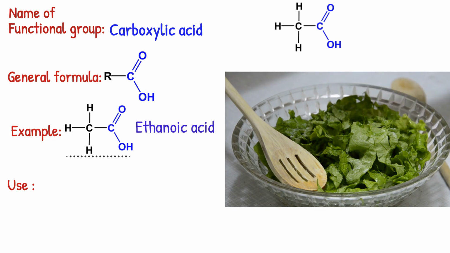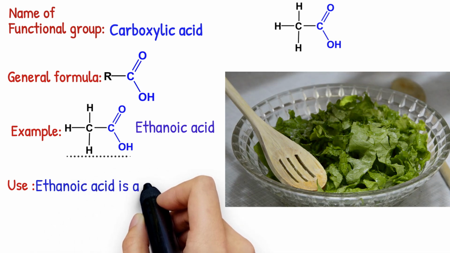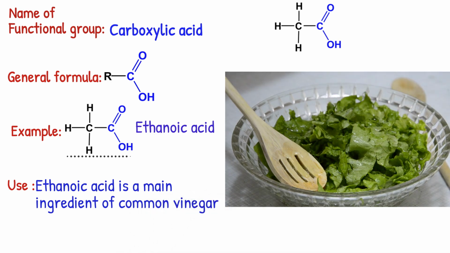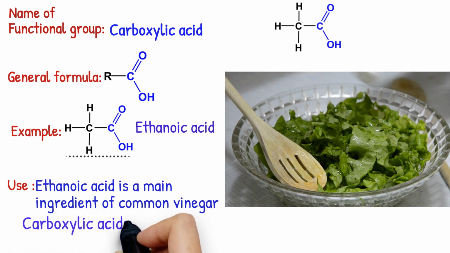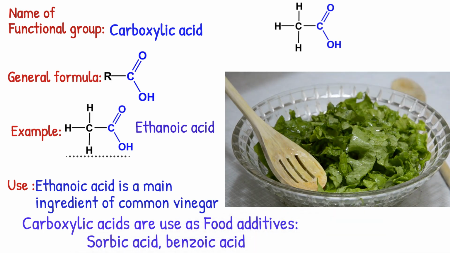The uses of carboxylic acid. Ethanoic acid is also called acetic acid. Ethanoic acid is a main ingredient of common vinegar. The vinegar is used to make salads, as you see here. Carboxylic acid, also called acetic acid, is used as food additives.